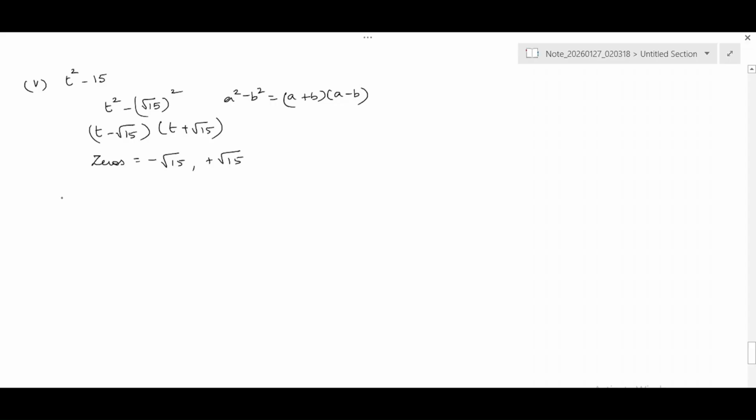Okay, so sum of zeros will be minus root 15 plus root 15 is equal to 0. Product of zeros will be minus root 15 into plus root 15. This will be minus 15.